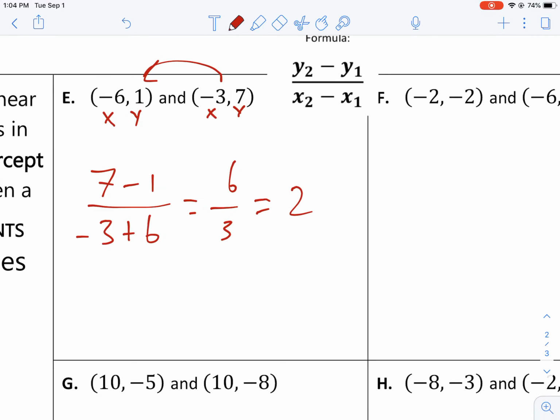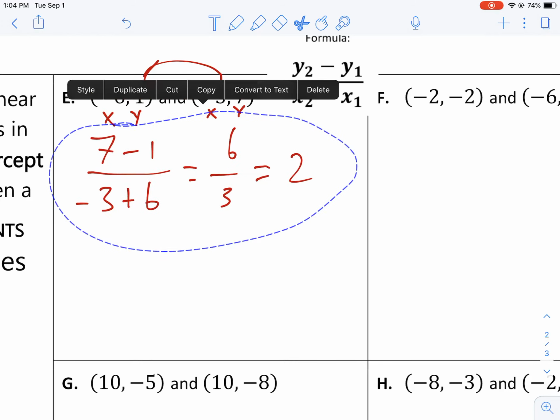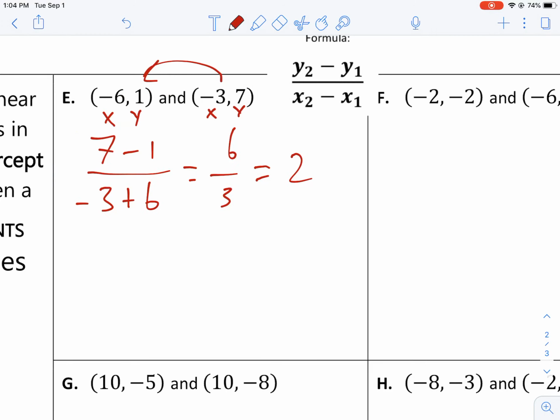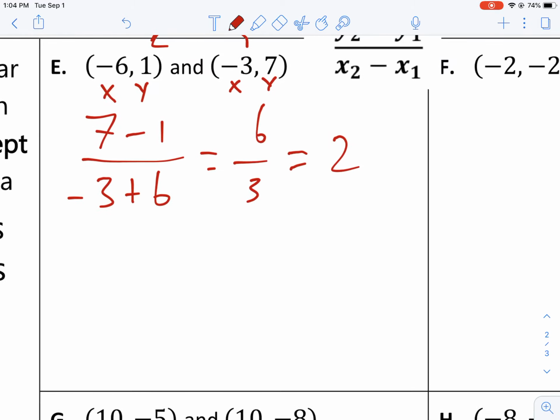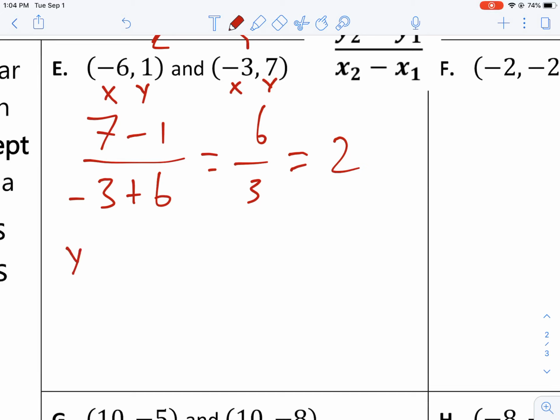Now, once you've found the slope, what do we do? Well, we don't have the y-intercept here, do we? Neither of those points are the y-intercept. So what we have to do is plug it into point-slope form. So we're going to plug it into point-slope form just like we did yesterday. So I'm going to plug it into that first point, y minus 1. Our slope is 2. And then we have x plus 6.